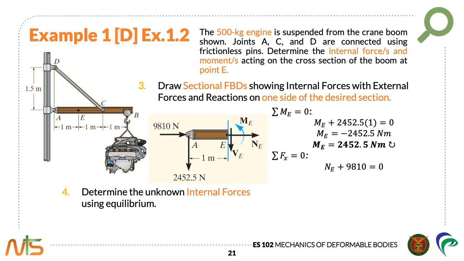From this, NE is now equal to negative 9,810 newtons. So again, since the solution of NE yielded a negative scalar, the sense of this quantity is opposite to that shown on the free body diagram. Therefore, NE is equal to 9,810 newtons to the left.